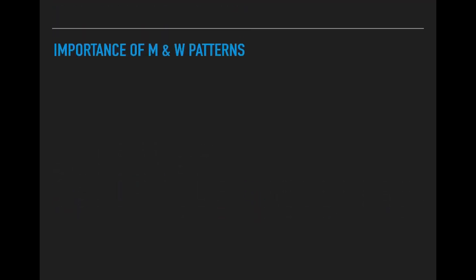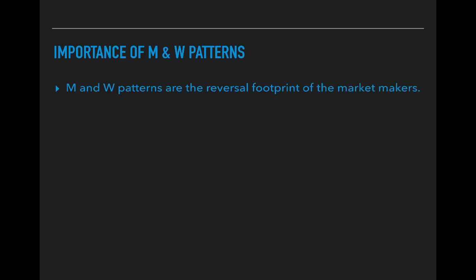The first thing that we're going to talk about is the importance of the M and W patterns. Basically, what they are is the reversal footprint of the market makers. When you see an M or a W pattern forming on the chart, it's usually a good indication that they're looking to reverse the cycle and take it back up or down the other way. They're usually found at the high of the day and the low of the day. That's where I want you to focus on taking these patterns. You'll see some chart examples of how we do that.